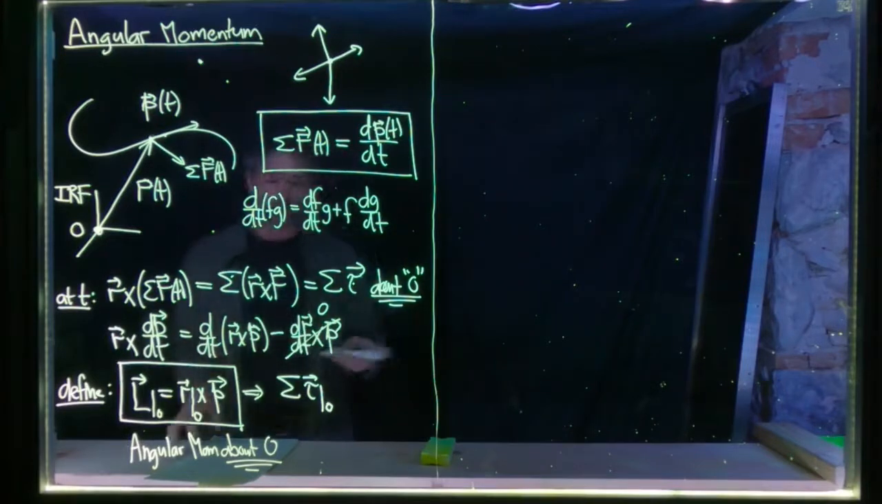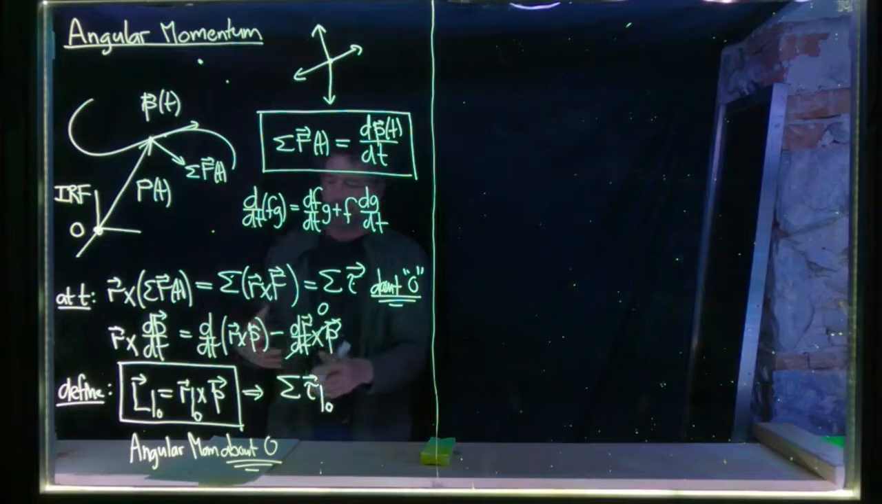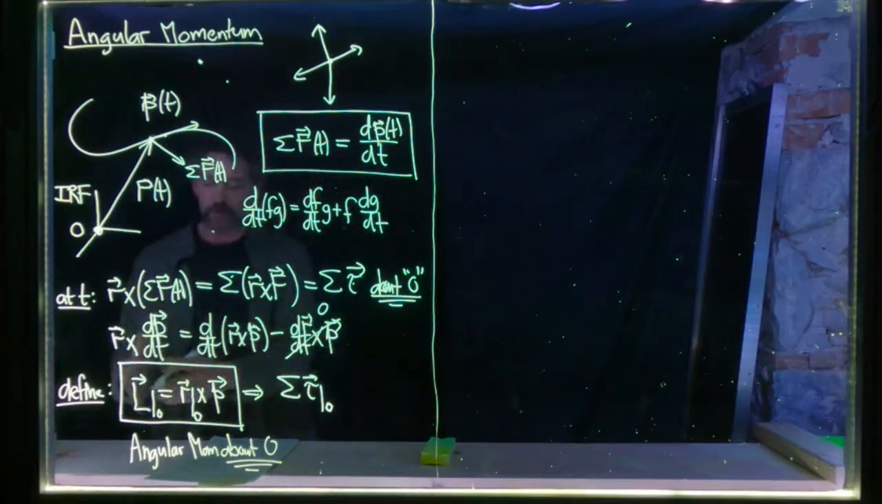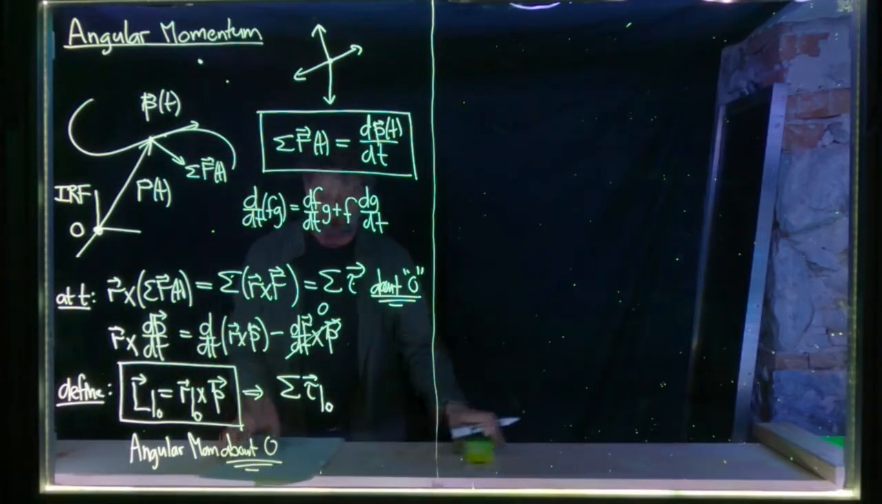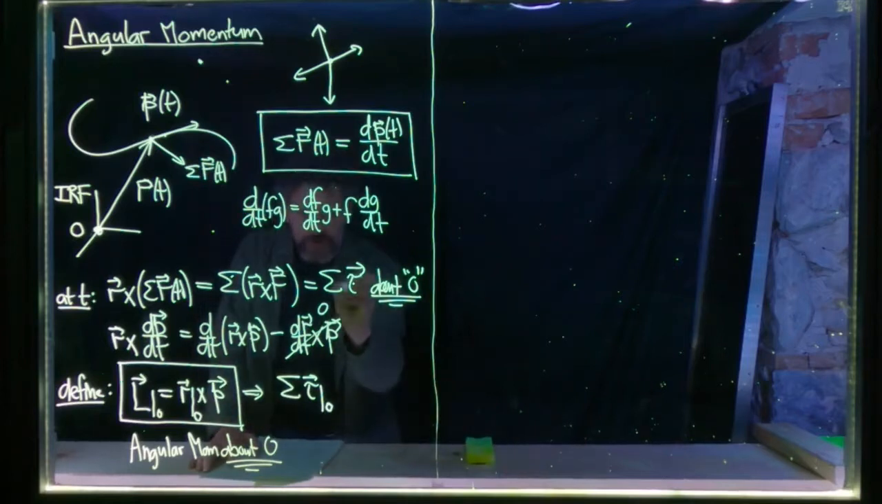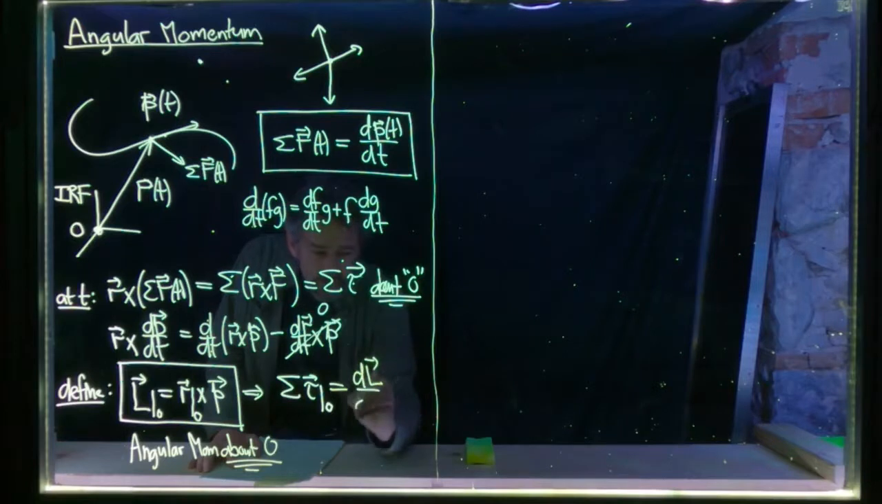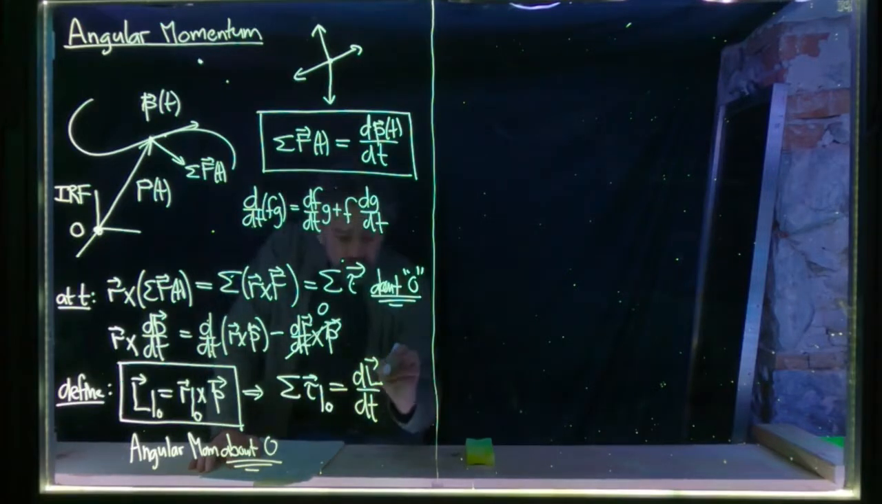Okay, so it's very important to identify the point about which you are calculating the torque, and the same point about which you are calculating the angular momentum. So then you get the sum of the torques is equal to the time derivative of this thing that we defined, L. So this is dL/dt. And again, this is the angular momentum evaluated about the point O.